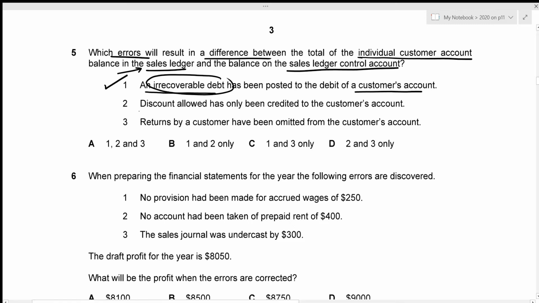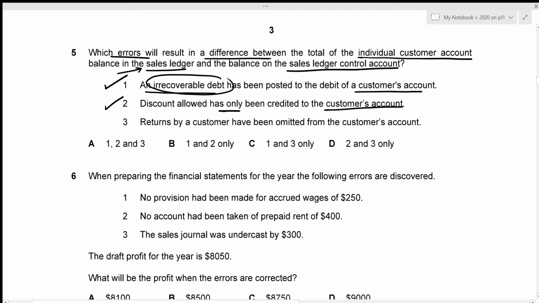Then the second error is that the discount allowed has only been credited to the customer's account. Again, discount allowed should also be recorded in our sales ledger control account because it obviously reduces the balance of our receivables, right? And this error will result in a difference between the total of the individual customer account balance as well as the balance on the sales ledger control account.